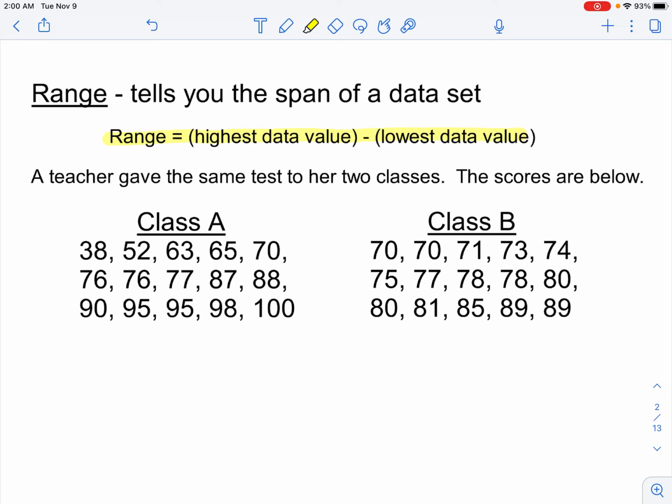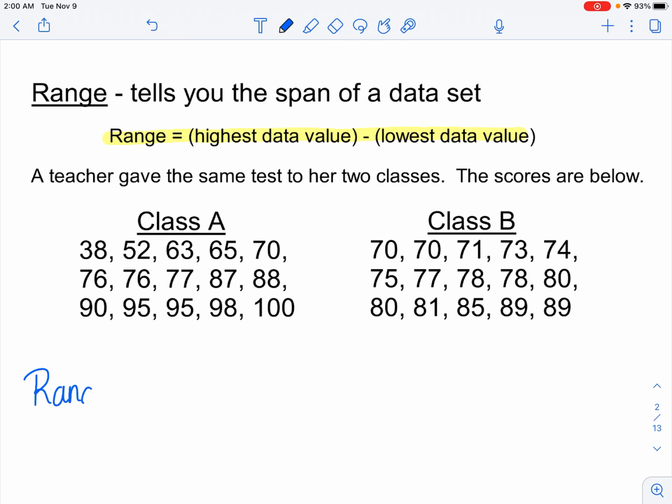All right, so looking at these two classes, to figure out what the range is, for class A, range is equal to simply the highest data value, 100, minus the lowest data value, 38, meaning the range is equal to 62. And that's it. That's all you gotta do.